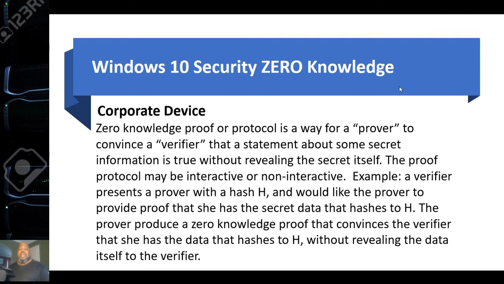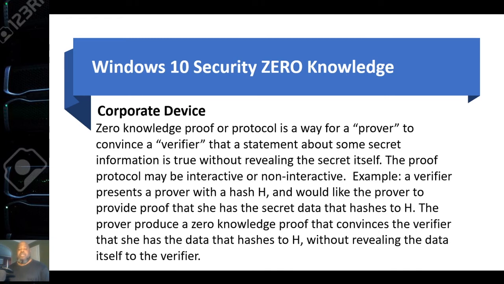So on a cryptographic device, a zero-knowledge proof protocol is a way for a prover to convince a verifier that a statement about some secret information is true without revealing the secret itself. The proof protocol may be interactive or non-interactive.